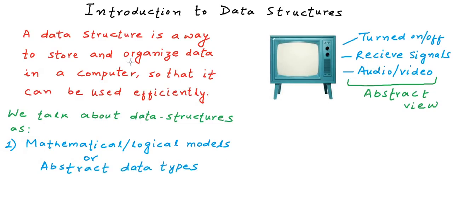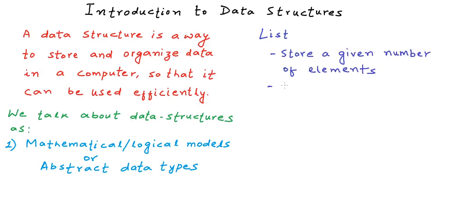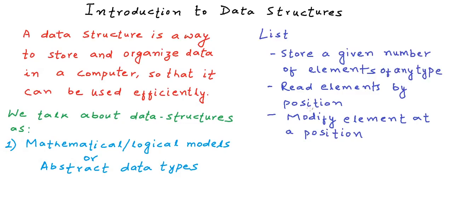An example of an abstract data type can be, I want to define something called a list that should be able to store a group of elements of a particular data type, and we should be able to read the elements by their position in the list, and we should also be able to modify the element at a particular position in the list. I would say, store a given number of elements of any data type. So we are just defining a model. Now we can implement this in a programming language in a number of ways. So this is a definition of an abstract data type. We also call abstract data type ADT.